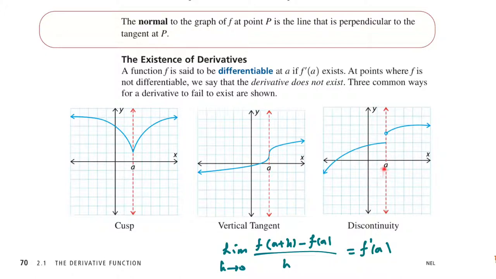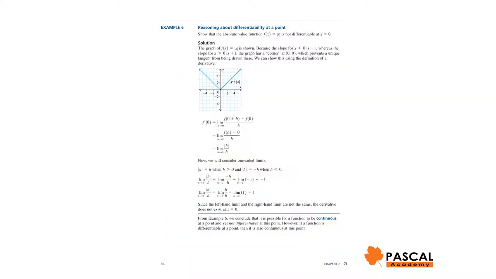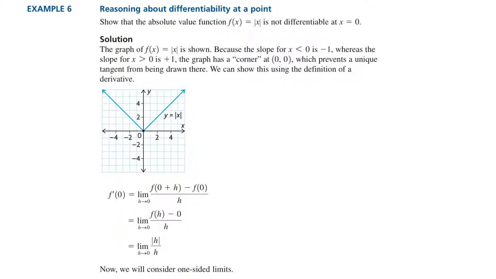And when the function is discontinuous at a, the derivative does not exist, the function is not differentiable. Therefore, in three cases, when we have a cusp, a vertical tangent line, and a discontinuity, the function at the point is not differentiable. The classic example is f of x equals absolute value of x.